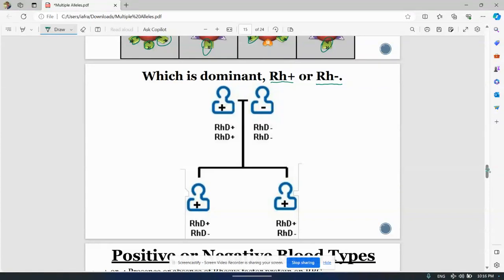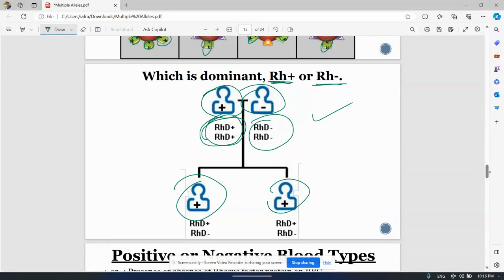So let's take a look at this. This is called a pedigree over here. This is basically just showing a mating between two individuals, and they produce some children. This person is homozygous for the Rh plus, meaning they have two Rh plus alleles. And this person is homozygous for the Rh minus. They have two Rh minus alleles, as you can see here. And when they have kids, you'll notice all the kids are plus. So the plus and minus individuals that were pure breeding made kids that were only plus.